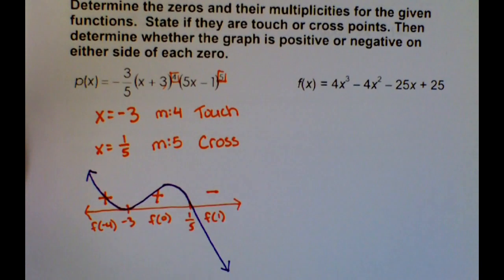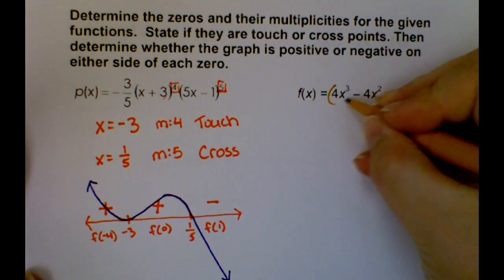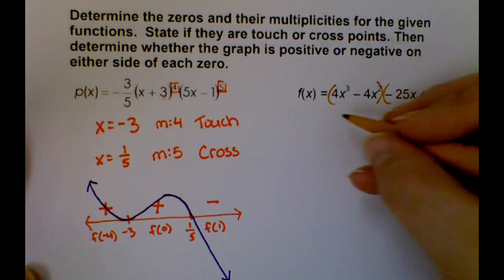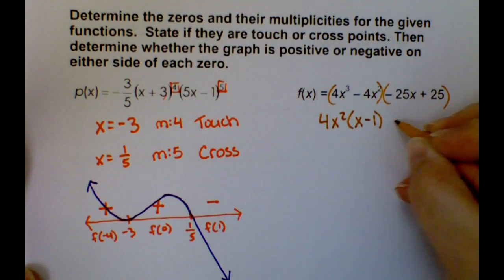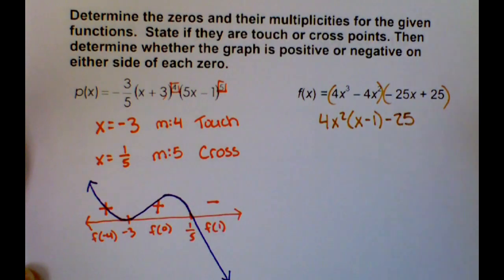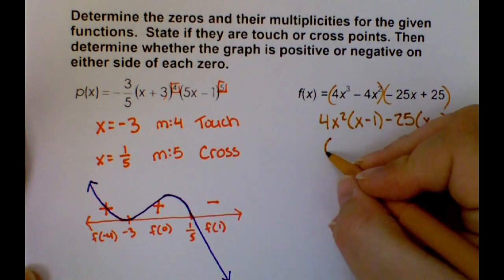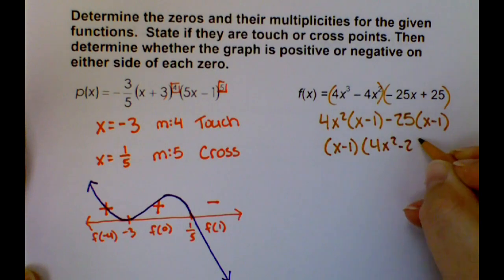All right, let's look at the next one. We have 4 terms. Well, we have to actually factor this. And the only way we know to factor with 4 terms is by grouping. Take out the GCF of the first 2 terms. I would take out 4x². Leaves me with x − 1. The GCF of the last 2 terms is −25, which leaves me with x − 1. So f(x) is (x − 1)(4x² − 25).